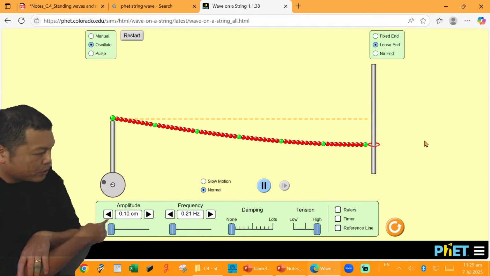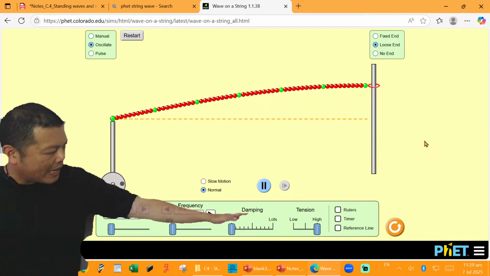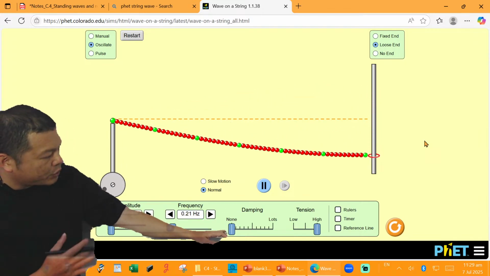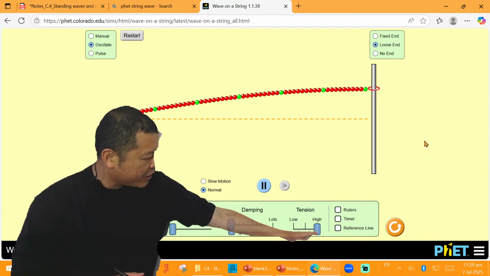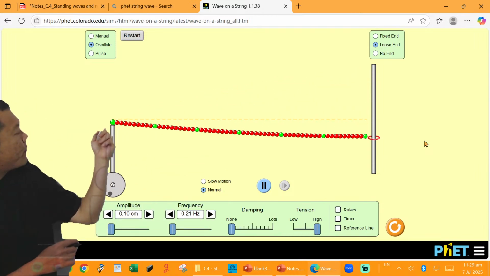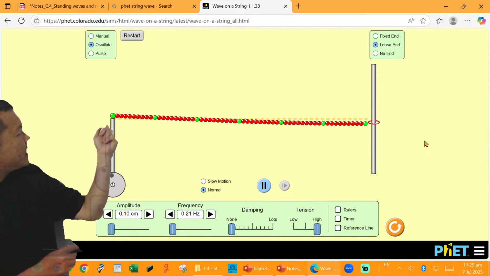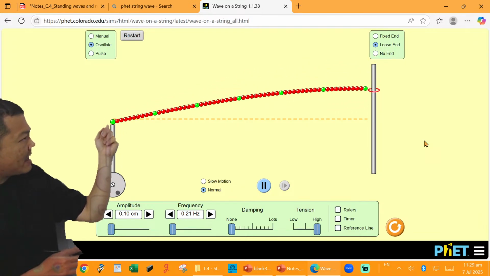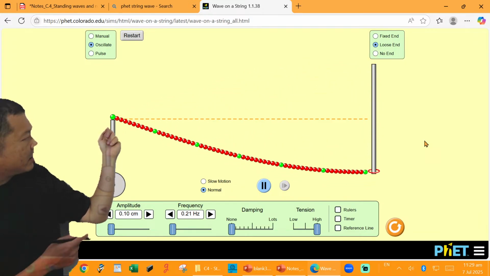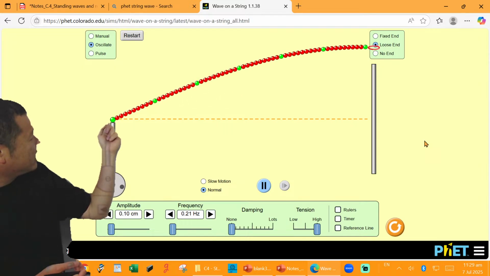Again, the amplitude is low, no damping. Damping means loss of energy. I'm assuming an ideal situation here. Tension is high. This is supposed to be a fixed end. Yes, it's moving up and down slightly. It's not ideal, they're trying to be realistic here, but it's still a fixed end.